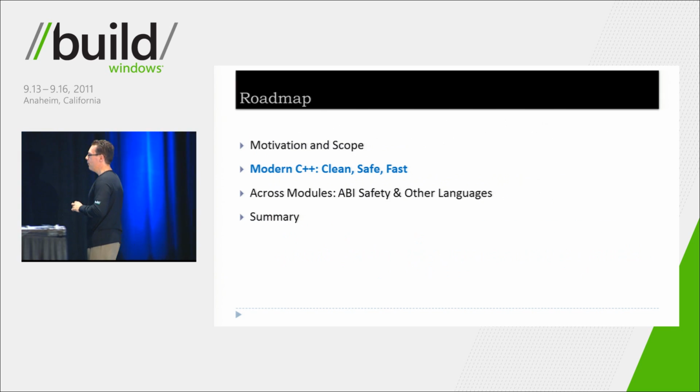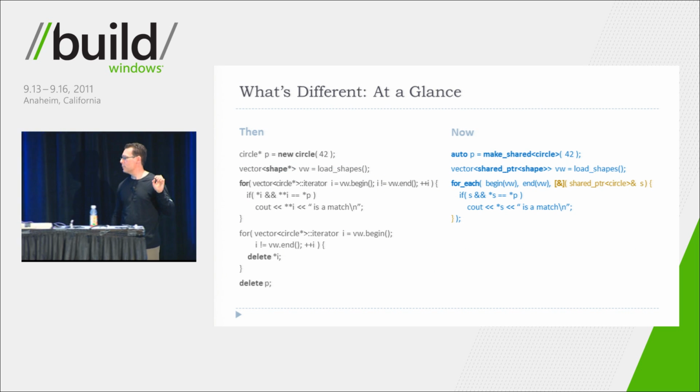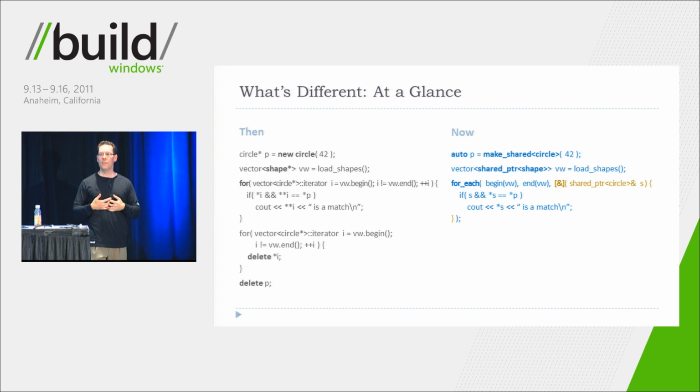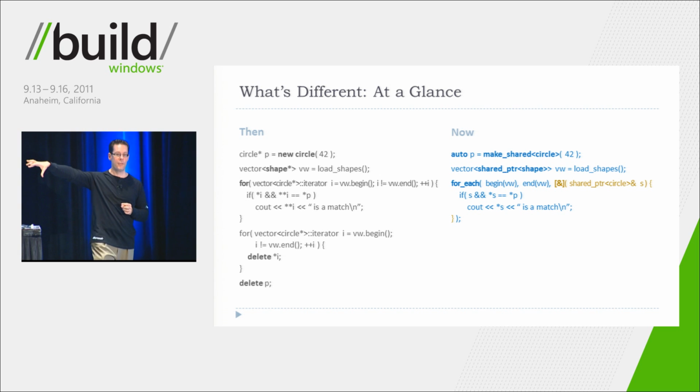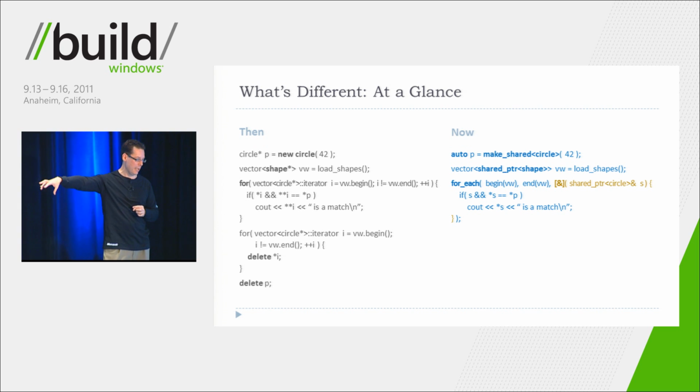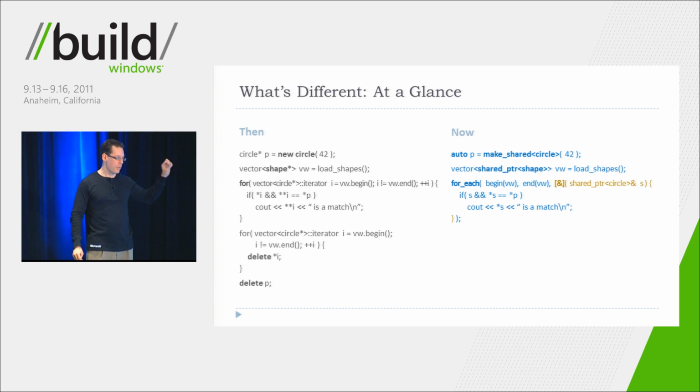So let me now go and talk about this modern C++ and how it looks. Now, if you've seen C++ before, then the left-hand side of this screen is going to look kind of familiar. So I have a new circle. I make a vector of shape stars. Shape is some abstract interface. And then I go through this for loop, and I check for each shape if the pointer isn't null, and I check to see if it's a match. I use the overloaded equality comparison operator.